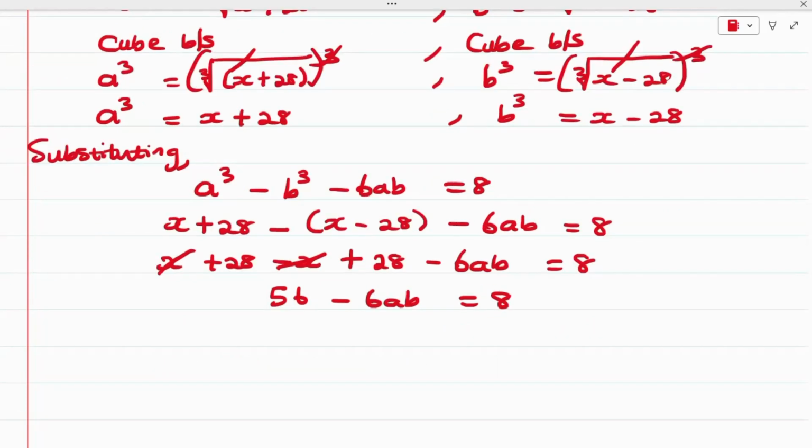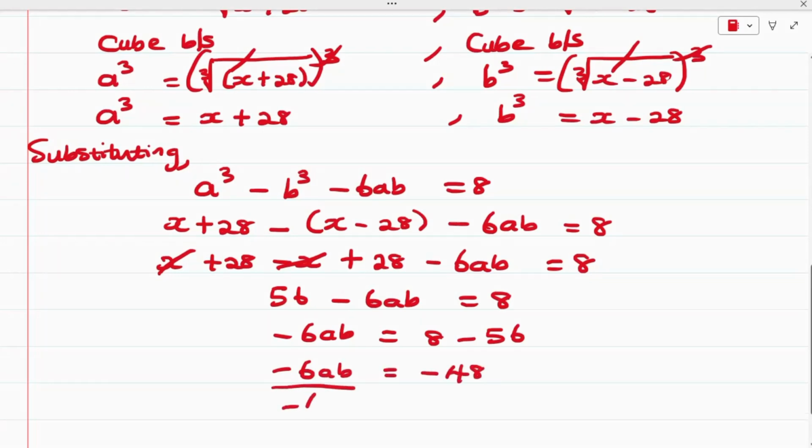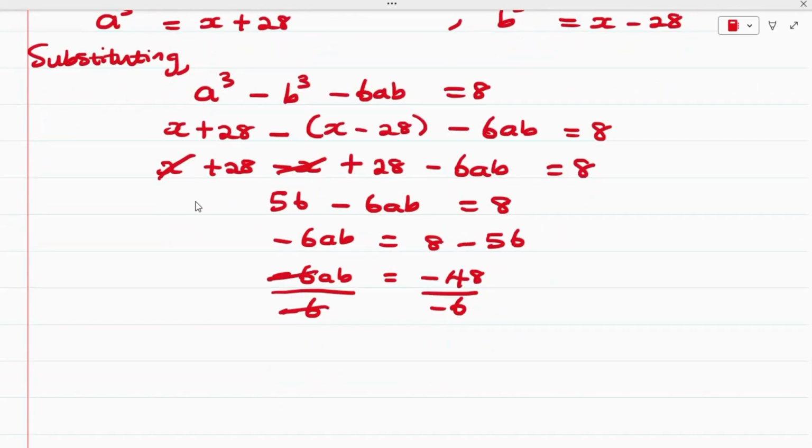So at this point we want to simply collect like terms. So we have minus 6ab is equal to 8 minus 56. So minus 6ab is equal to 8 minus 56, which will give us minus 48. So divide both sides by minus 6, and we cancel this out, we have ab is equal to minus, cancel minus, 48 divided by 6 is going to give us 8. So we have the value of ab to be equal to 8.